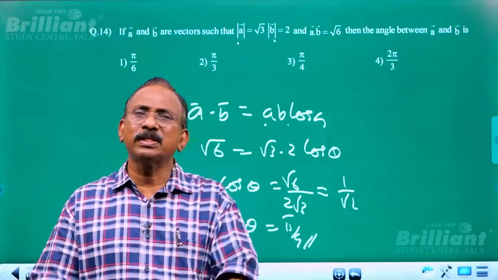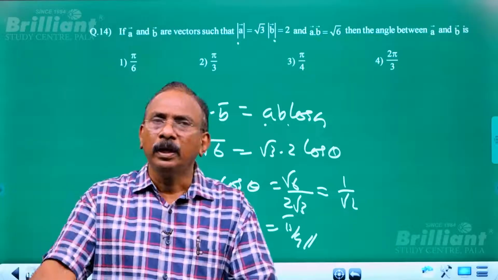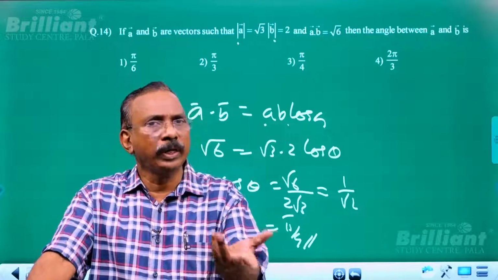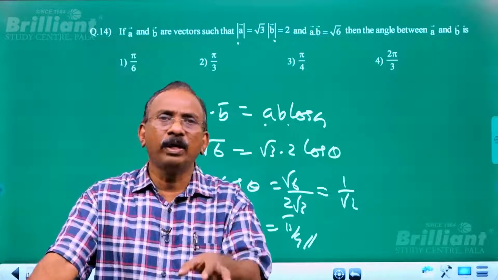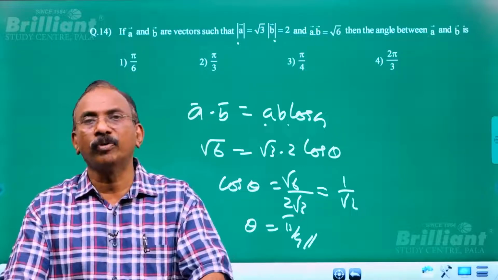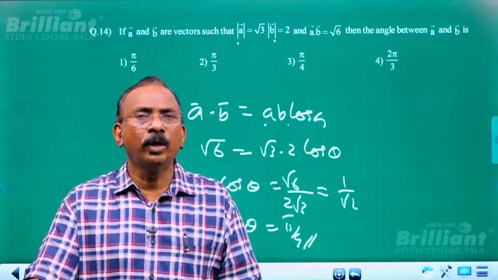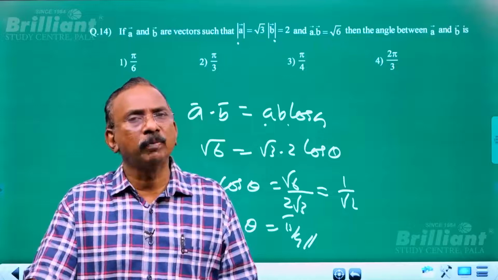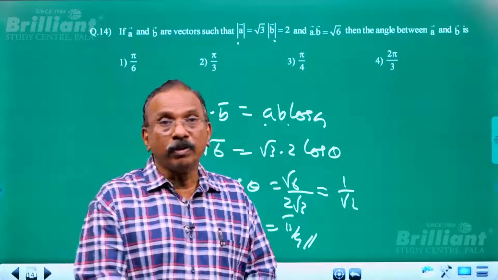So just to recall the definition: a dot b is equal to ab cos theta. Then the given values of a, b and a dot b are substituted and you can easily find the relation for cos theta. Here it is equal to 1 by root 2. Then correspondingly theta is pi by 4.